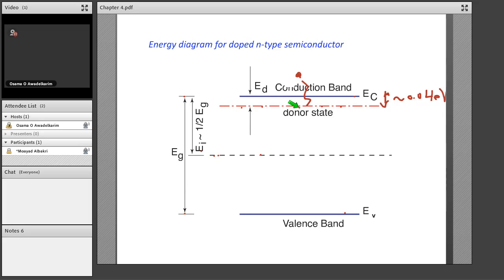Remember that Eg for silicon is of the order of 1.12 electron volts, which is a huge energy compared to the 0.04 electron volts here. So you can see that this is very small compared to the band gap energy here. That is why we show the donor state up here, which is only 0.04 electron volts from the edge of the conduction band.